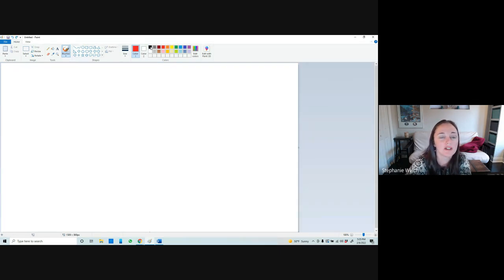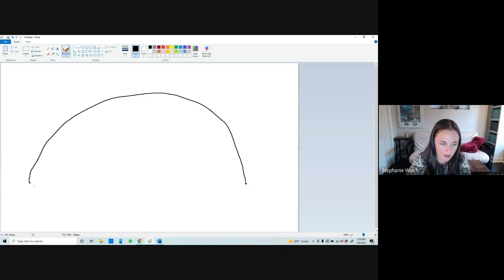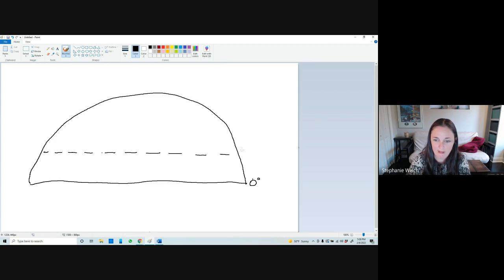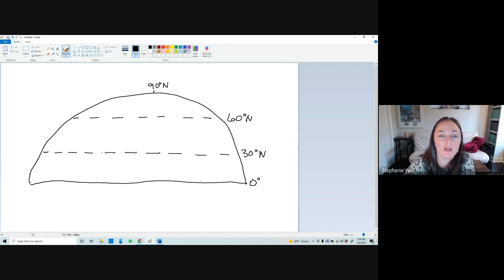Okay, perfect. First, I'm going to draw a very, hopefully not completely terrible version of the Northern Hemisphere. So I'm basically going to attempt to draw like a half circle here. Not as pretty as if I was doing it on a chalkboard, but it'll work. So this is everything north of the equator, and the equator is 0 degrees. This is 30 degrees. And this is 60 degrees. And of course, this is the latitude north of the equator. This up here is 90 degrees north, i.e. the North Pole.